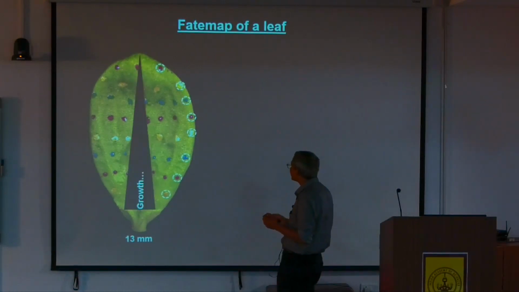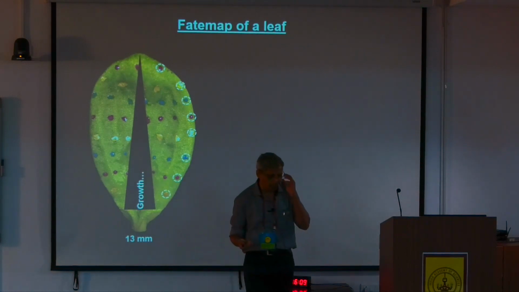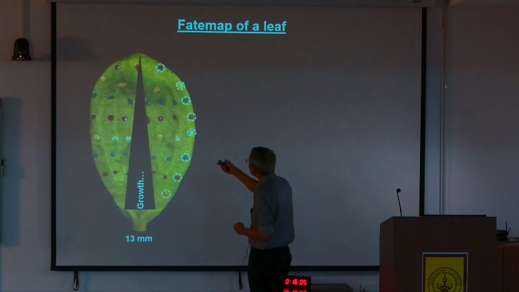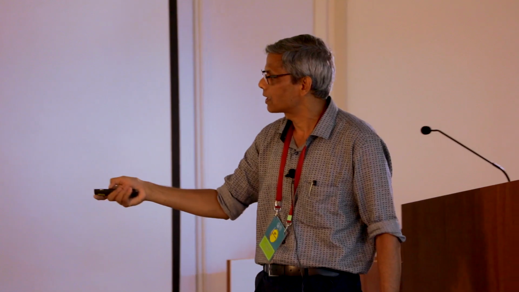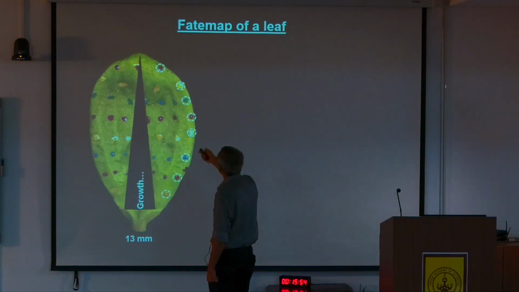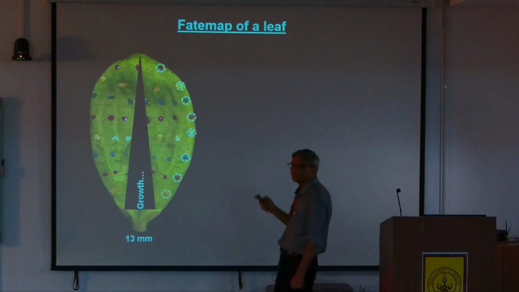It has a gradient of growth, maximum growth here and minimum growth here. It may not be linear, most likely it is non-linear growth. Maximum growth, minimum growth, or in other words, the cells are differentiating here and dividing here, because the organs grow by cell division. So if this region is a baby region and this region is a more mature region, then that should be reflected in the cells that the leaf is made up of.